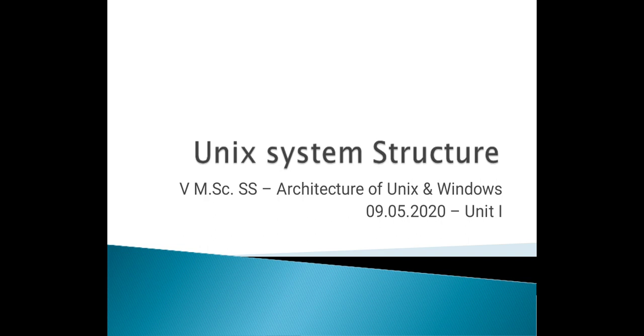Along with the Unix system structure, we are going to discuss the kernel and shell. The difference between the kernel and shell will be discussed here. Then along with this, we are going to concentrate on the basics of the Unix operating system, and then discuss the utilities and applications that we have in Unix.